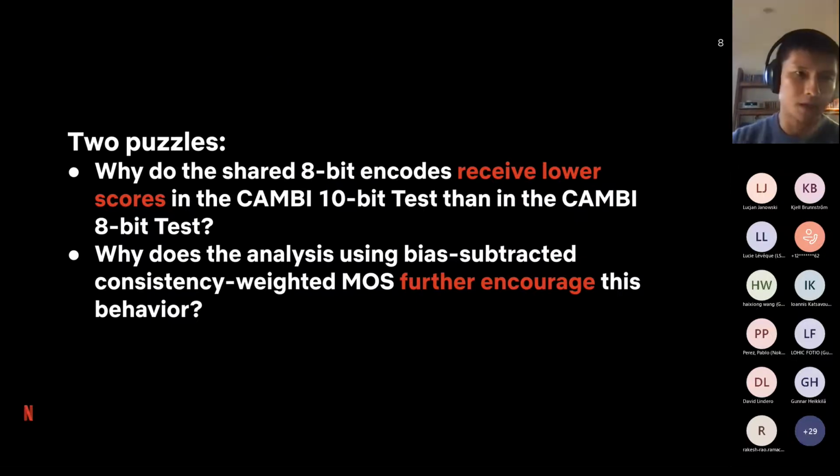These are the two puzzles we're facing, just to summarize. The first puzzle is, why do the shared 8-bit encodes receive lower scores in the CANBE 10-bit test than in the CANBE 8-bit test? The second puzzle is, why does the analysis using the second method further encourage this behavior?